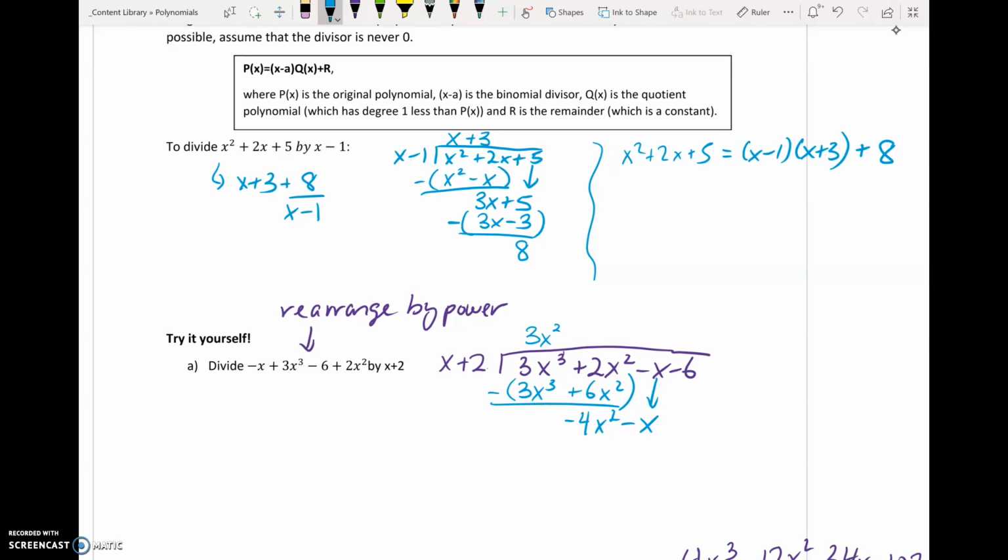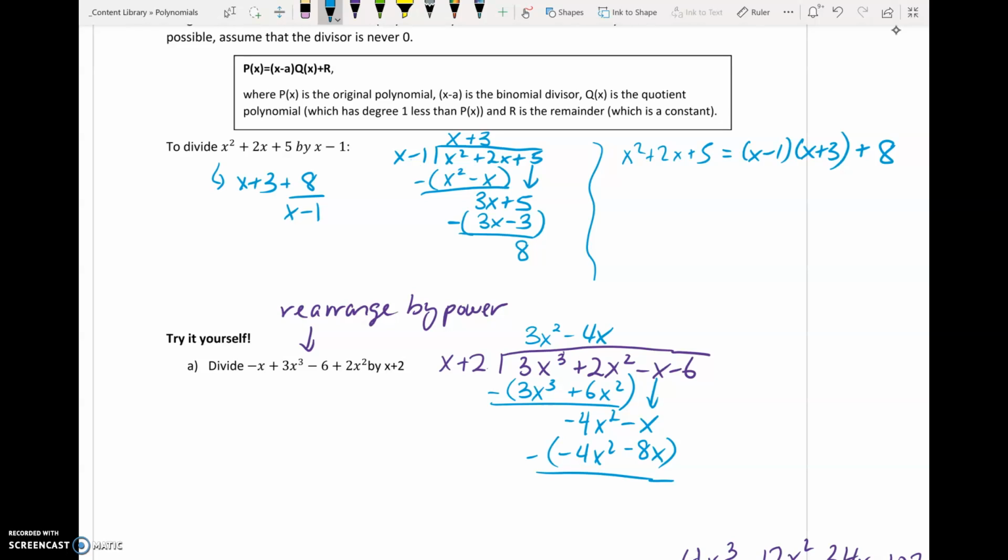Then we're going to bring the next term down, which is minus x, and then repeat the process. So you want to recreate negative 4x squared using x. So if we multiply this x by negative 4x, then we can achieve that negative 4x squared. So negative 4x times x, and then we'll multiply it by 2 as well. This will give us negative 4x squared, and then negative 4x times 2 is negative 8x. Then we're going to subtract that.